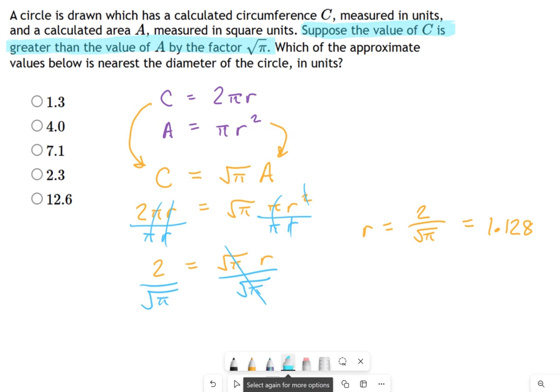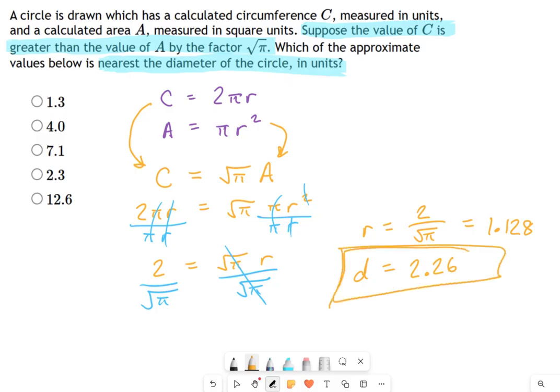So look what this problem is asking for. It's saying which of the approximate values is nearest to the diameter of the circle. Okay, well, if r is 1.128, then that means d is 2 times as big. So you just take your answer, multiply it by 2, and you get 2.26, about that. Okay, that's your answer for diameter.